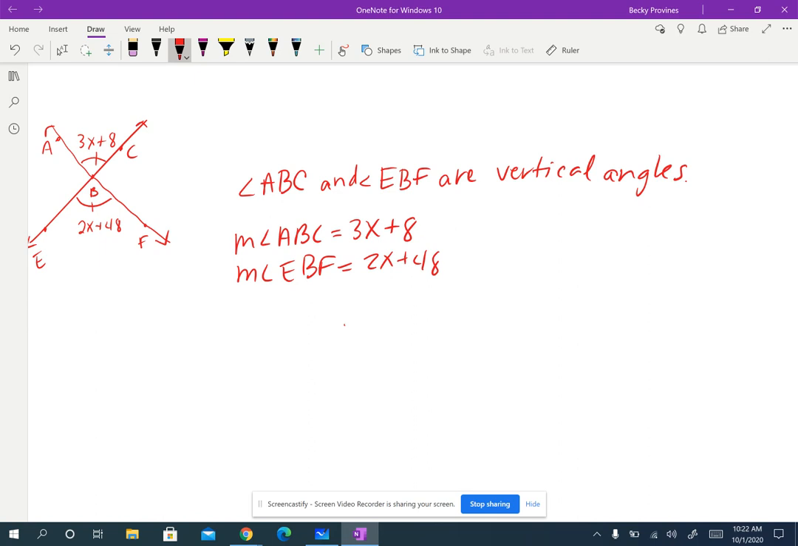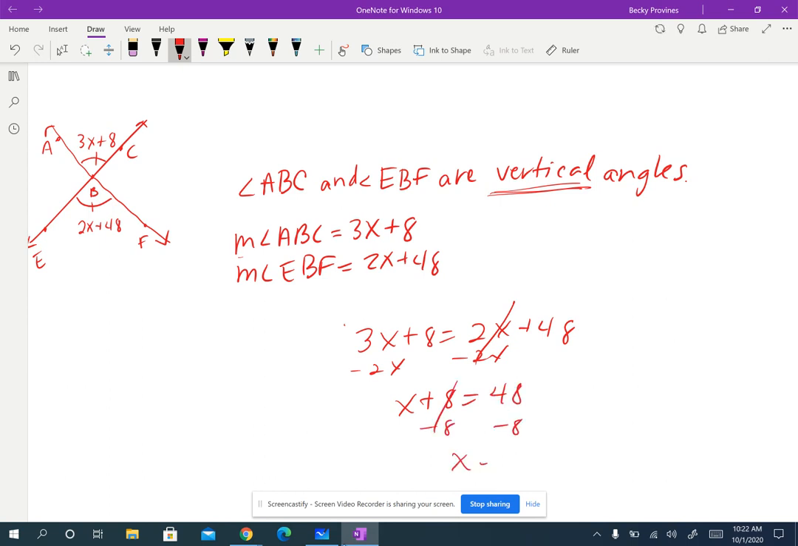But if you have a problem like this, and they tell you that the vertical angles, I went ahead and drew this out and marked that the two angles were equal. Again, as soon as I see that they're vertical, I know they have to be equal in measure. So remember, this little M means measure. So the measure of angle ABC is 3x plus 8. So I labeled it. And the measure of angle EBF is 2x plus 48. So we're going to write an algebra equation. We know that they're equal to each other. So let's just set up an equation like that. The one angle is equal to the other. So now we're just going to do our algebra skills and solve for x.